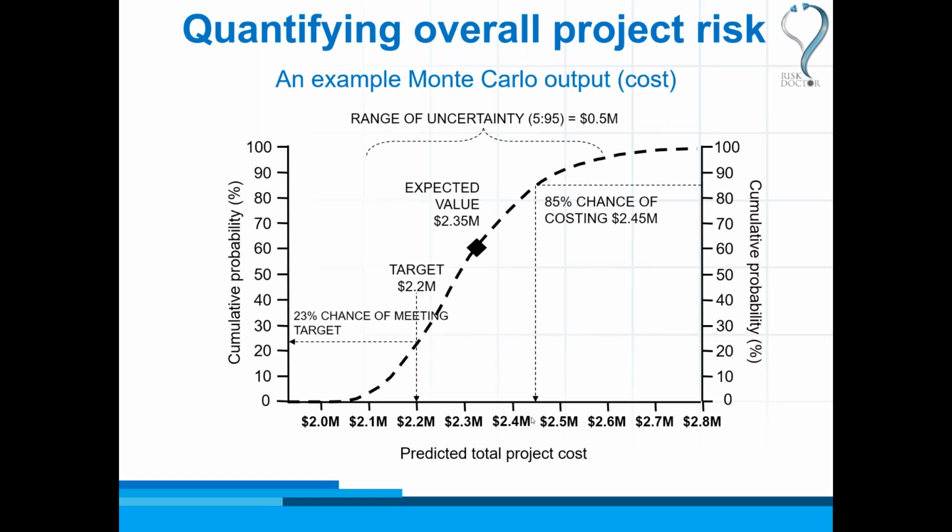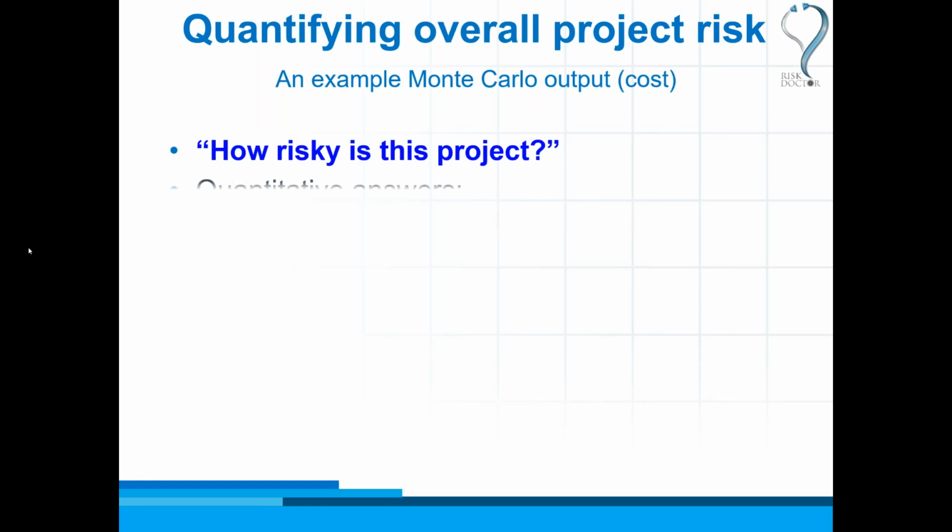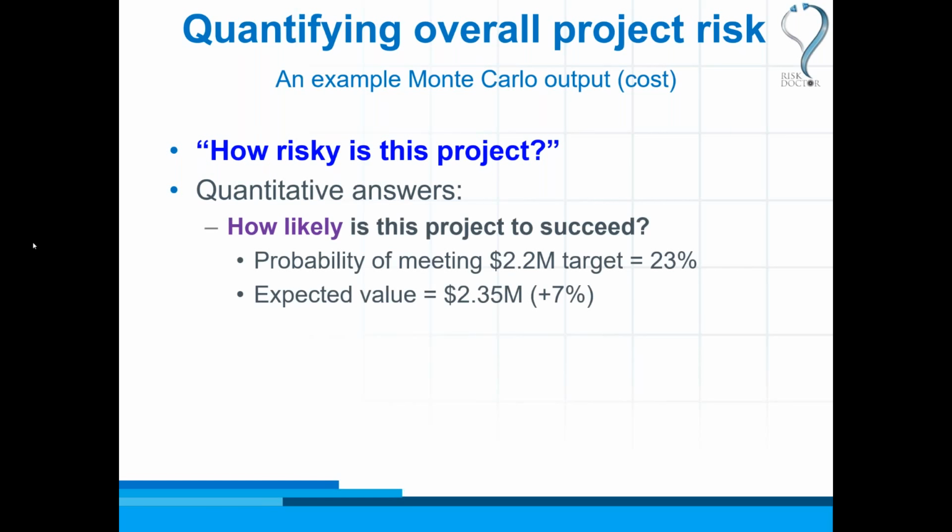So rather than looking at a picture, let me just put the answers in words. How risky is the project has two component questions. How likely are we to succeed? We've seen that the probability of meeting the cost target is only 23%. So that is how likely the project is to succeed. And on average, the analysis shows you that we can expect to be 0.15 million over budget, 2.35, which is 7% budget growth.